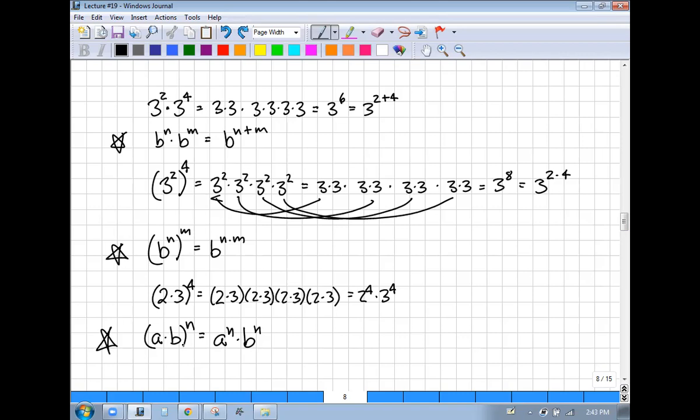All right. So this, again, you can write it out like this. Take the thing inside of there and multiply it out 4 times. Well, again, you have 4 2's and you have 4 3's.